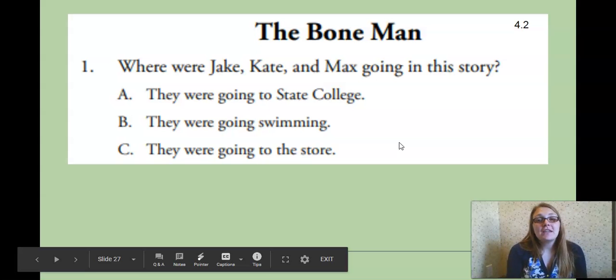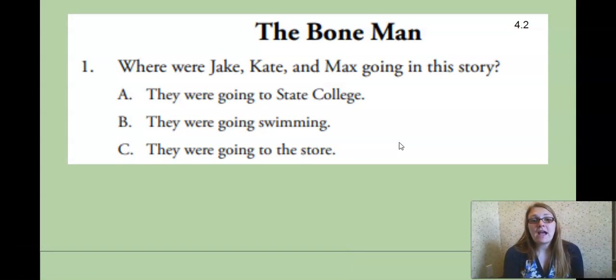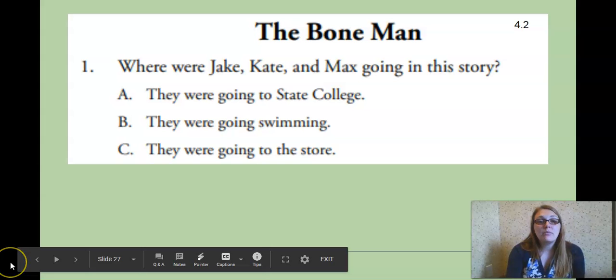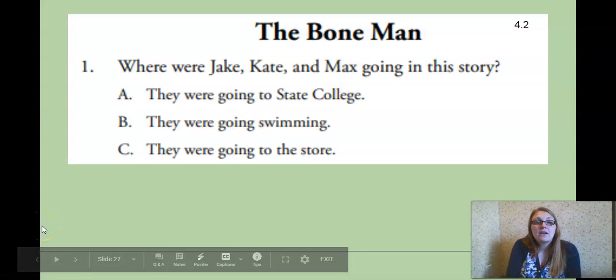So, not only did they find a bone of a T-Rex, now the bone man and his co-workers from the college are going to dig up the rest of the bones that belong to the T-Rex.